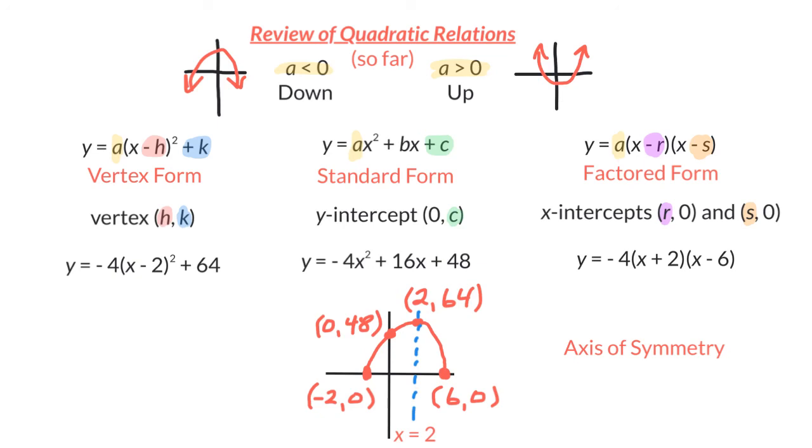Now, if you want to change between the forms, what we've talked about so far is changing from factored form into standard form and changing from vertex form into standard form. The way we did that was by expanding. The previous two lessons were about that, so if you need more review with that, you can go to those videos.